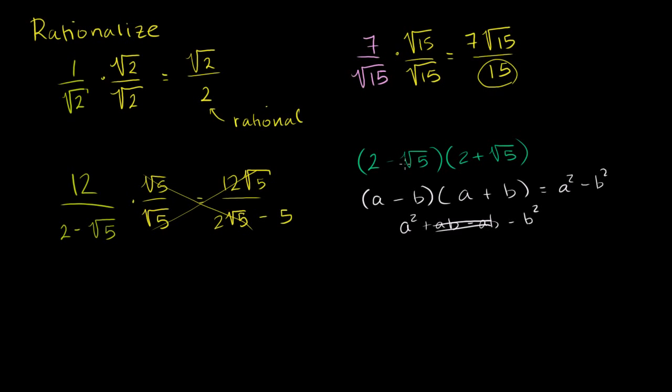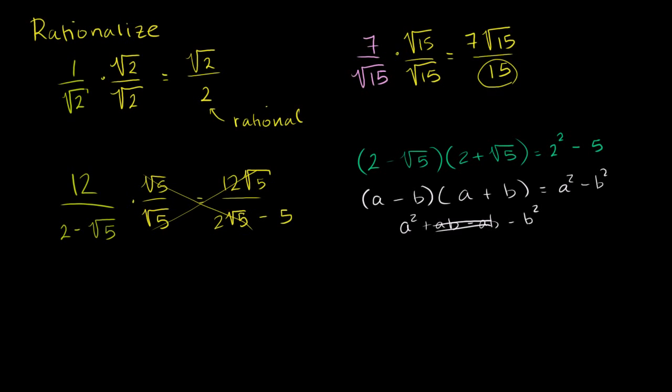So 2 minus the square root of 5 times 2 plus the square root of 5 is going to be equal to 2 squared minus the square root of 5 squared, which is just 4 minus 5, or negative 1. So if you take advantage of the difference of squares of binomials, or the factoring difference of squares, however you want to view it, then you can rationalize this denominator.